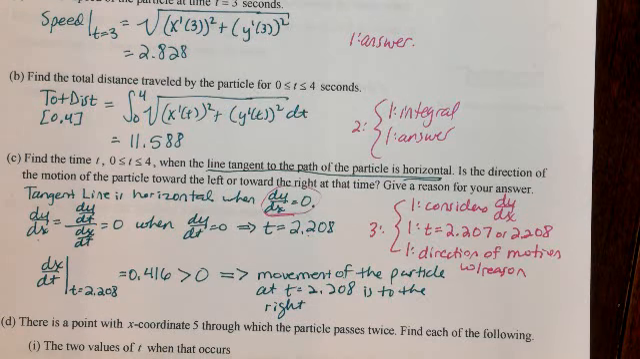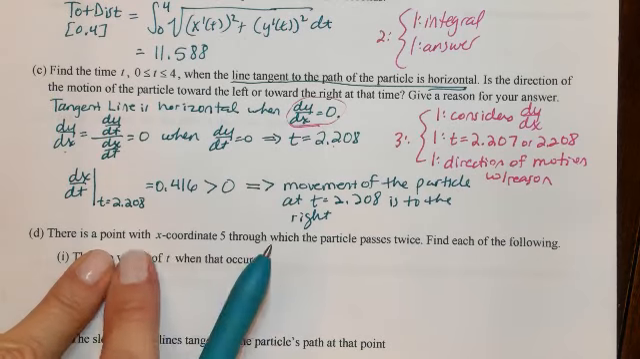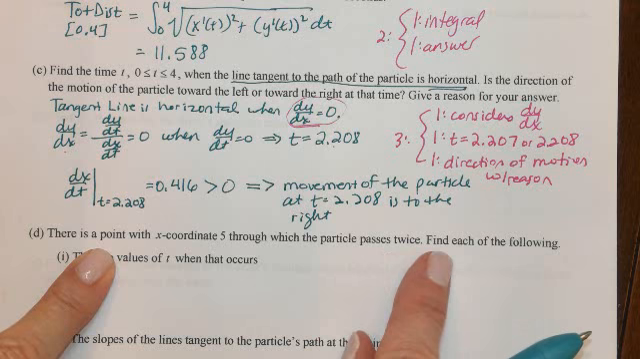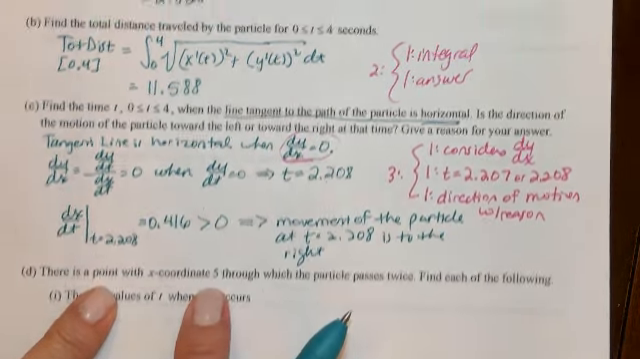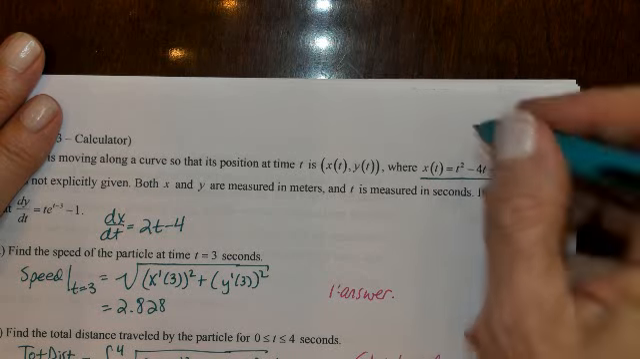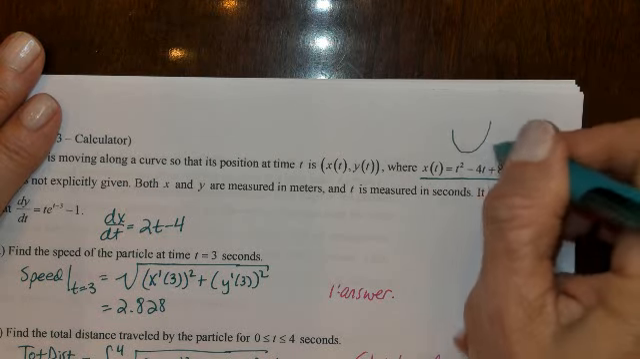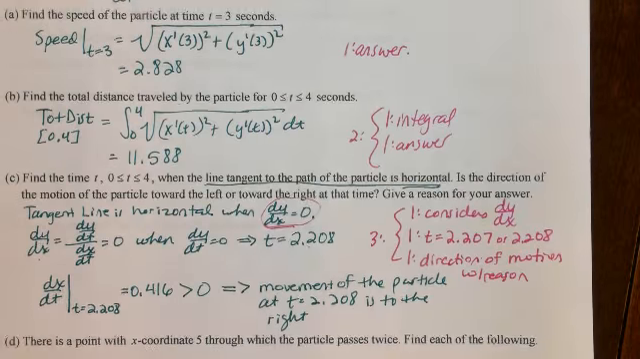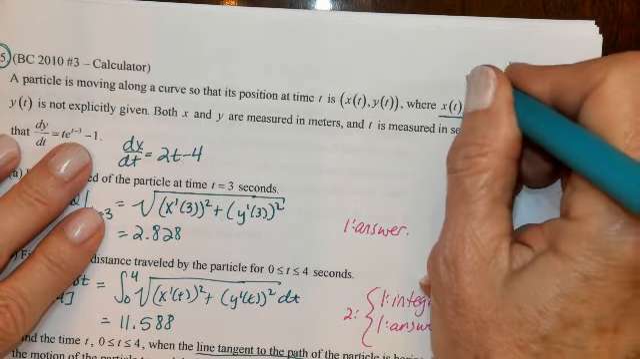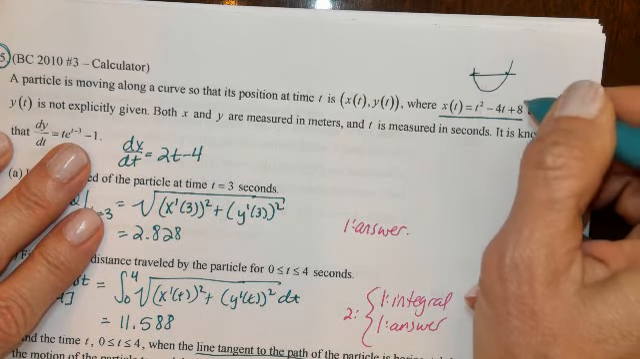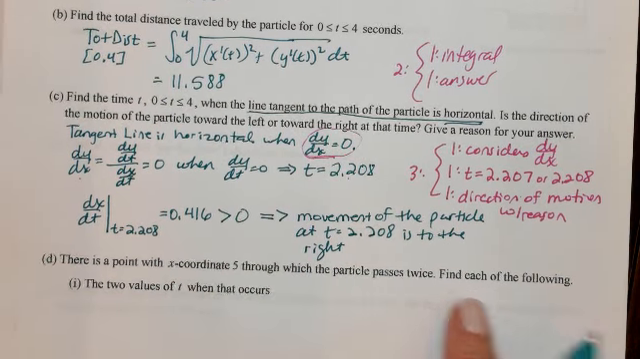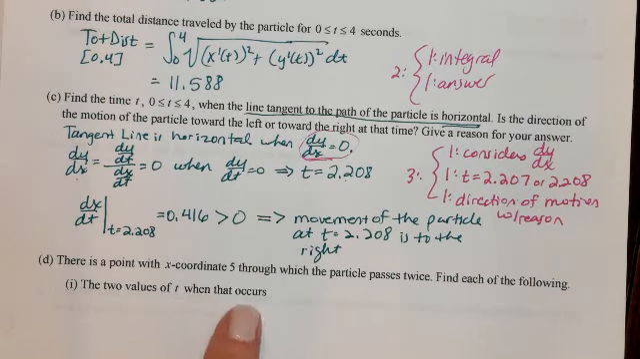Okay, part D here. There is a point with x coordinate 5 through which the particle passes twice. Find each of the following. So back up to our problem. This was our equation for x, which is a parabola, right? And they're saying that there is a point with x coordinate 5 through which the particle passes twice. So that means there are two places where this curve goes through 5, right? So first of all, find the two values of t when that occurs.